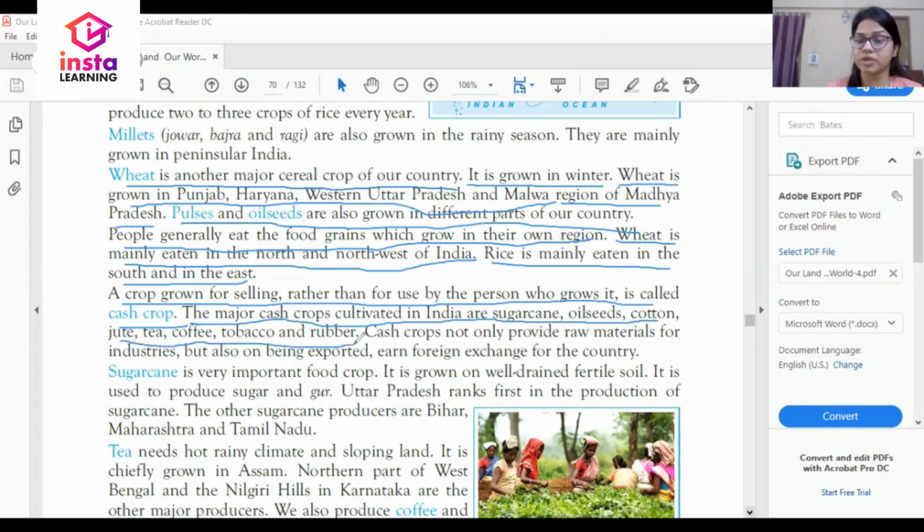rubber. तो कौन-कौन सी कैश क्रॉप्स हैं जो इंडिया में पैदा होते हैं? Sugarcane, oilseeds, cotton, jute, tea, coffee, tobacco and rubber. Cash crops not only provide raw materials for industries but also, on being exported, earn foreign exchange for the country. The next one is sugarcane. Let's discuss sugarcane.